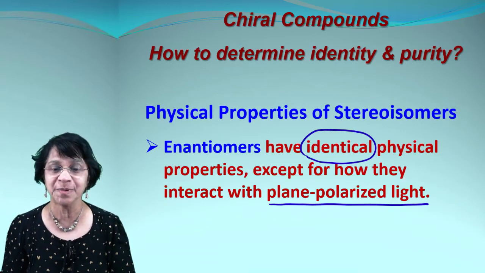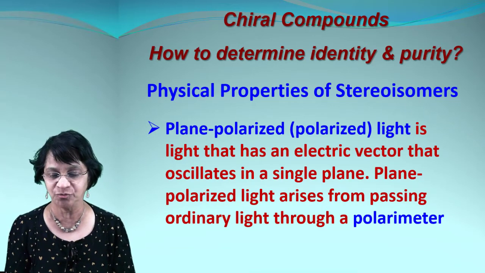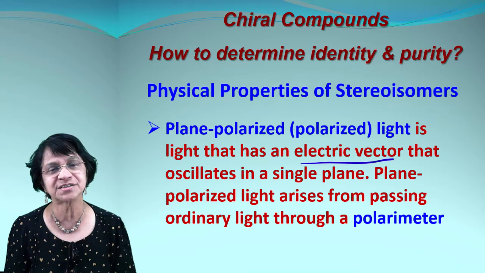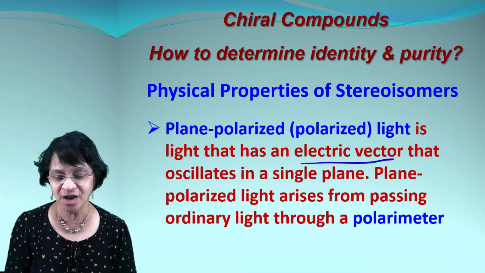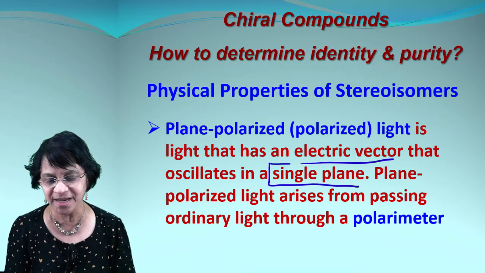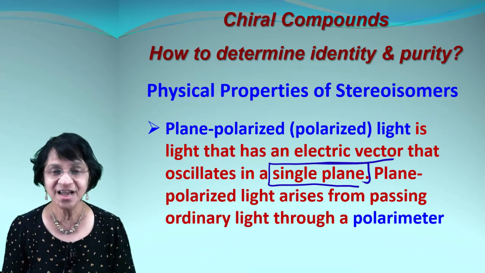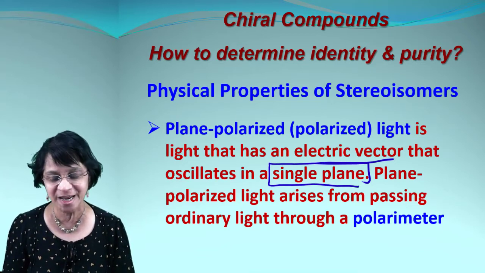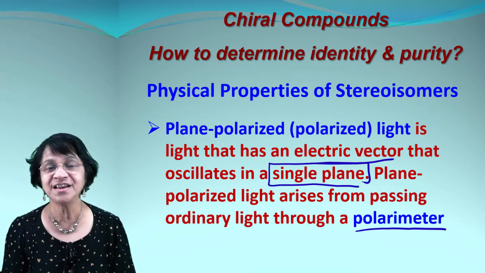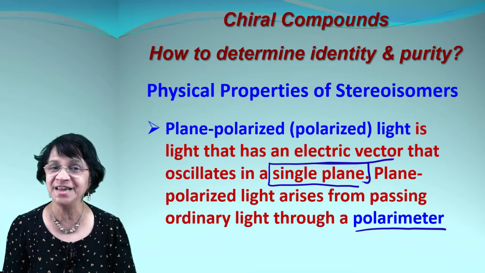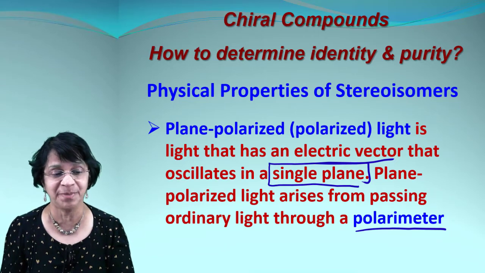Now what is plane polarized light? This is like a vector. In physics we talk about vectors, and light oscillates in all directions. But when light travels only in one single plane, that we call plane polarized light. How is it produced? When light is passed through an equipment called a polarimeter, that can give rise to plane polarized light. We will go through some figures to explain it better.